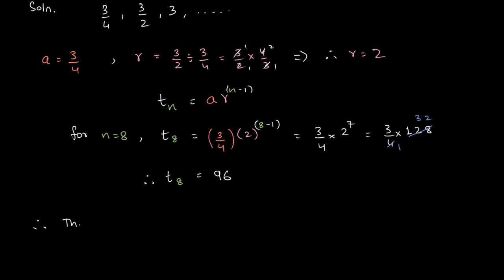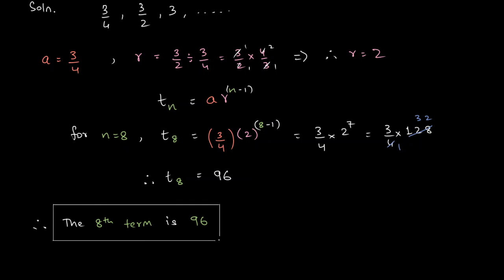Therefore, the eighth term is 96. This is my final answer. A straightforward application of the general term formula of a geometric progression.